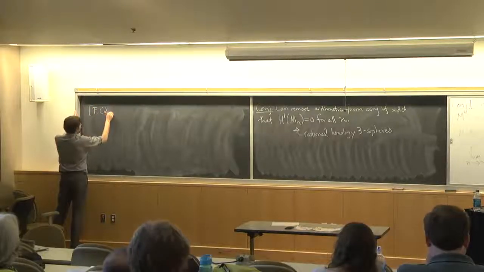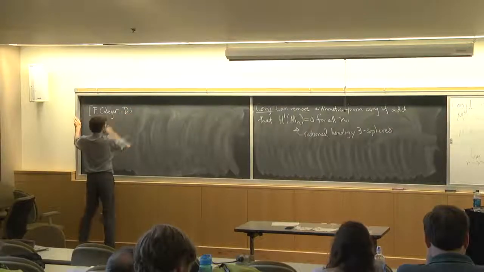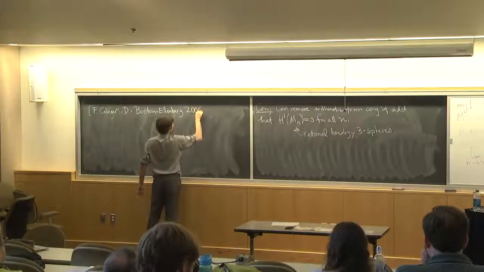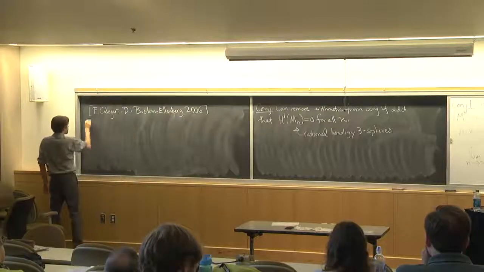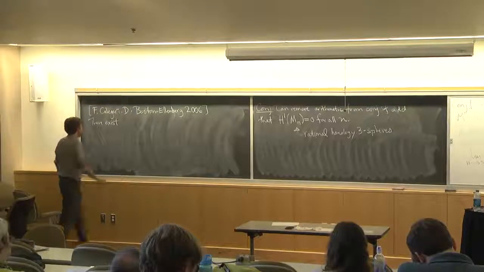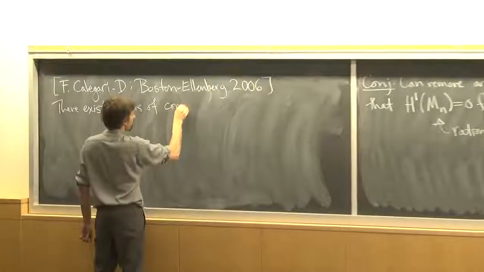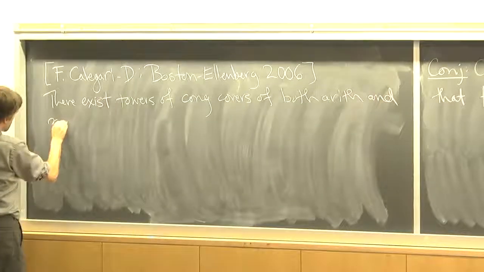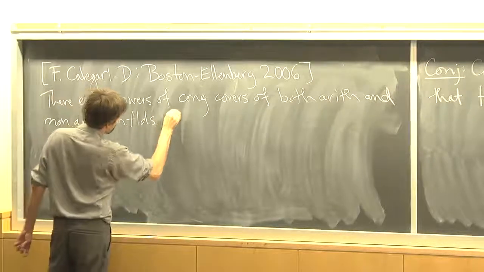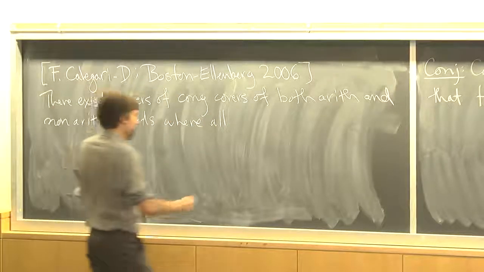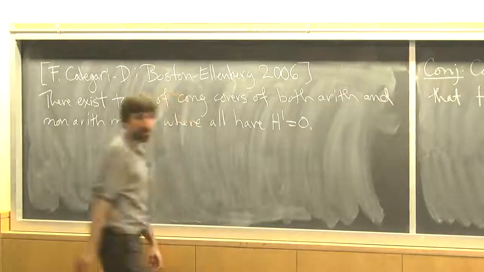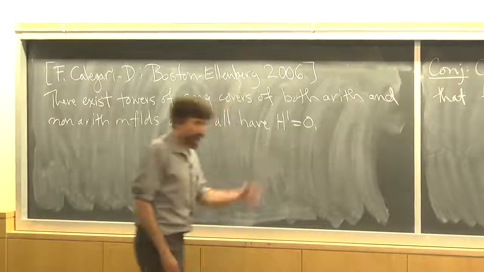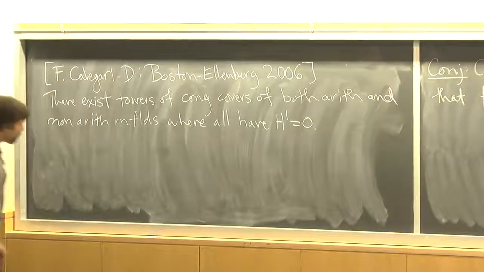So in work with Frank Calegari, I showed, well, really, as I'll explain, combined with work of Boston and Ellenberg about 10 years ago, we showed that there exist towers of these congruence covers of both arithmetic and non-arithmetic manifolds where all of the manifolds have no cohomology. Of course, this is pretty plausible in the non-arithmetic case from the plot I had. There were so few red dots. Are there questions about the statement?